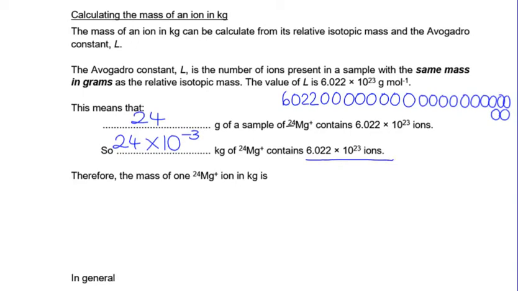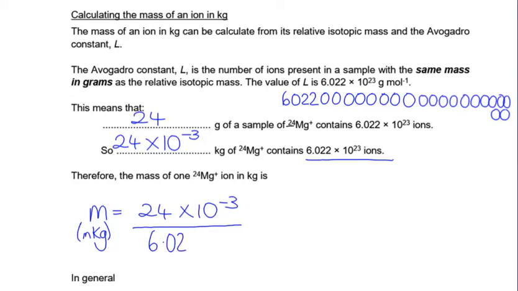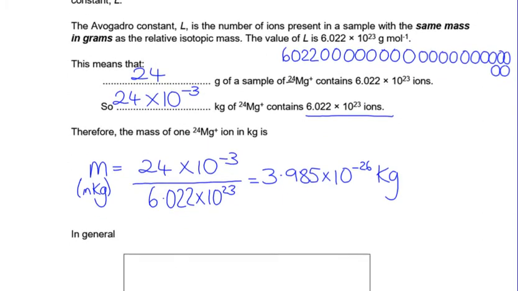Therefore the mass for our time of flight calculations, m in kilograms, which is our SI unit of mass, is going to be 24 times 10 to the minus 3 divided by, shared out between all of the ones that we've got. So get your calculator out and see if you can type that in using the standard form button at the bottom. See what you get. There you go, that's what I'm getting. 3.985 times 10 to the minus 26 kilograms.